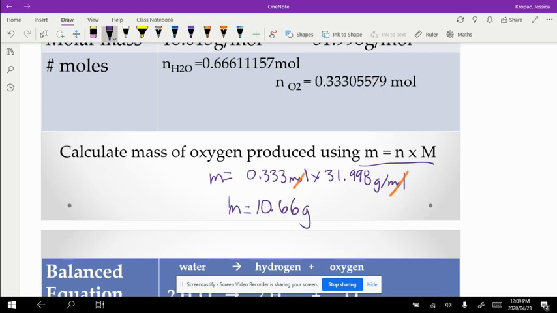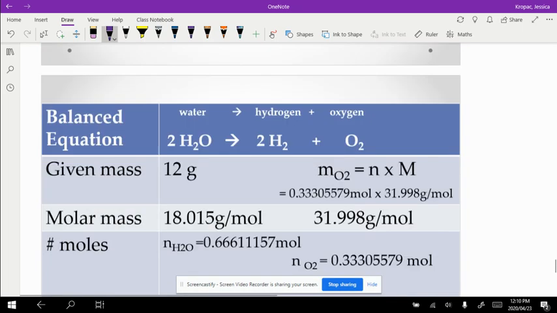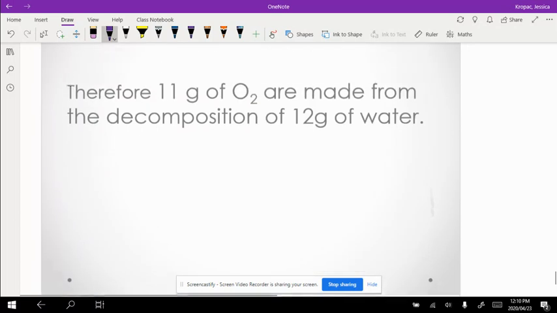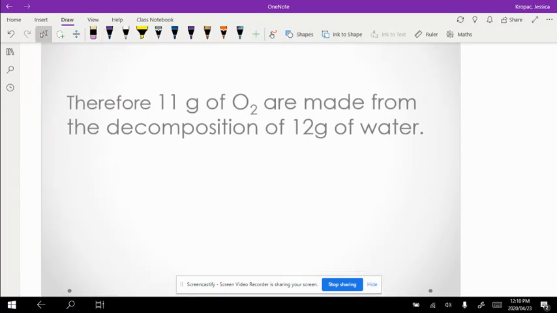I was actually only given 12 grams in the question. So since I was only given 12 grams in the question, I want to round this to an even number. So 10.66 is going to round to 11. So overall, I'm finding that 11 grams of oxygen is going to be produced when 12 grams of water decomposes. All right, that's it. So our overall question is here. We did amazing. That's stoichiometry.